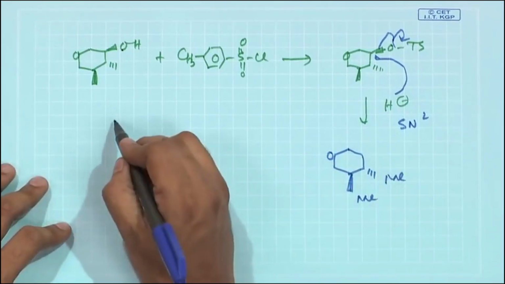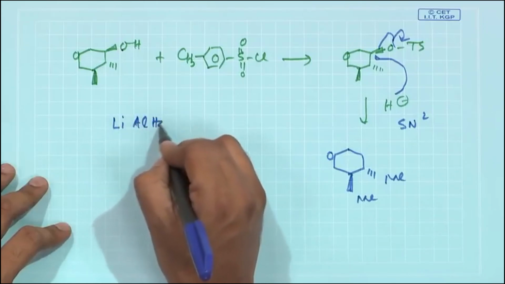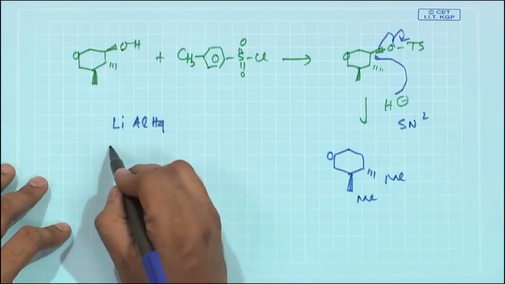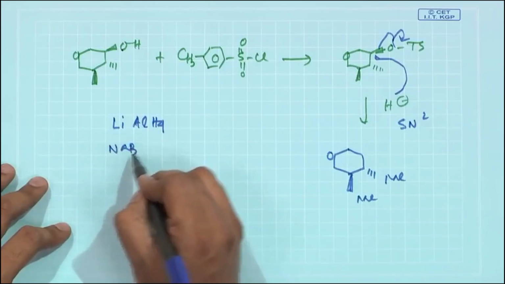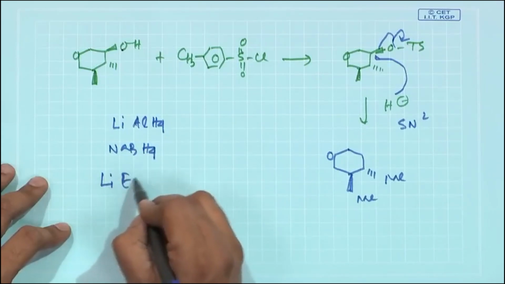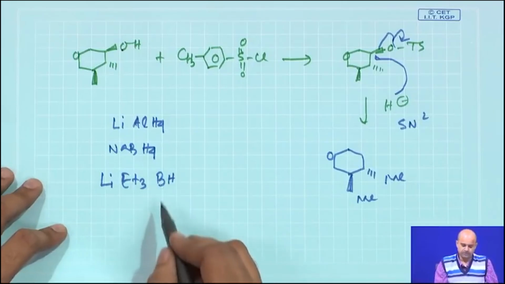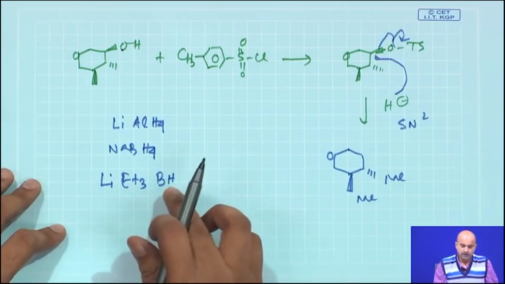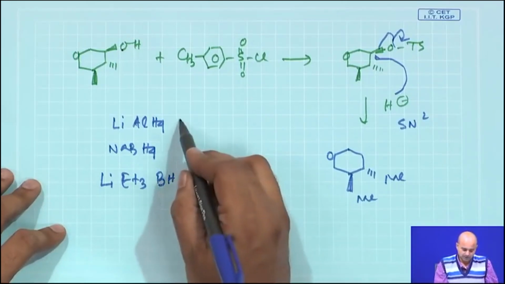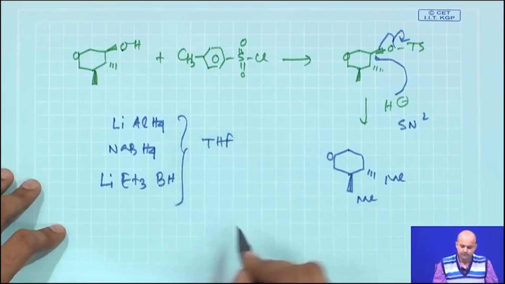You are basically using a hydride source as the nucleophile, and this is also a very nice demonstration. You can use lithium aluminum hydride, even sodium borohydride as a hydride source, or you can use superhydride, lithium triethylborohydride. This is a very good hydride source, and in general the solvent chosen is THF.